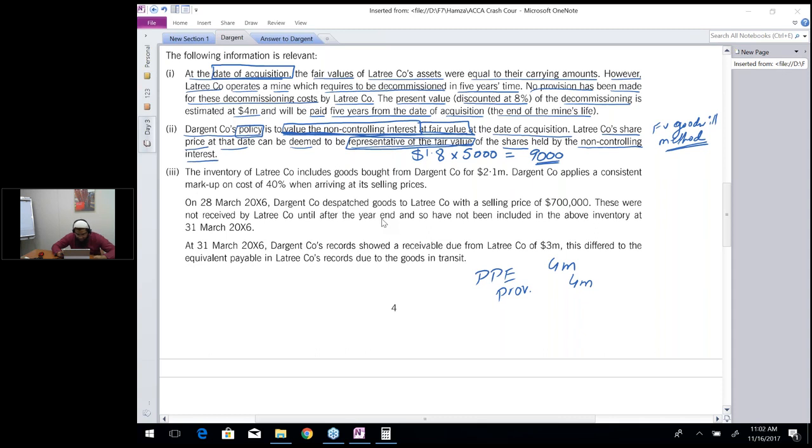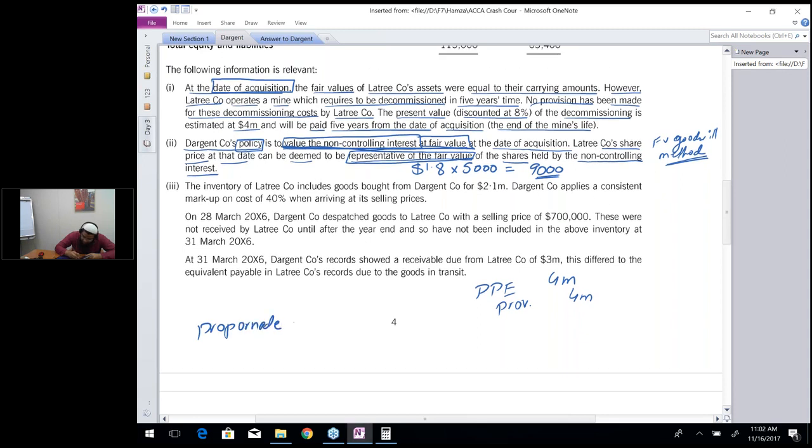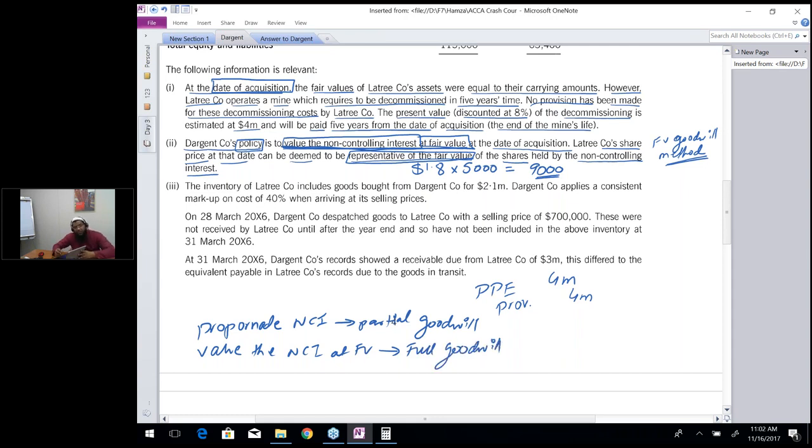Okay, now Harsh is saying, what if it says proportionate NCI? Then it will be partial goodwill method. So whenever the question says follow the proportionate method or proportionate NCI, that will become partial goodwill method. And whenever the question says value the NCI at fair value, this would become full goodwill method. So these are the wordings that would tell us which method to be followed, partial or full.